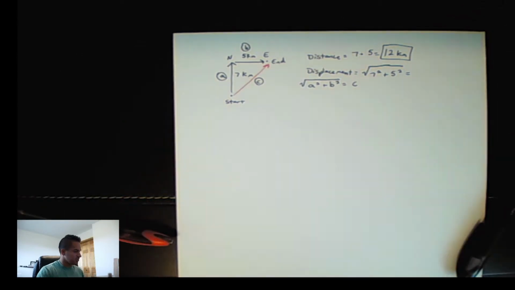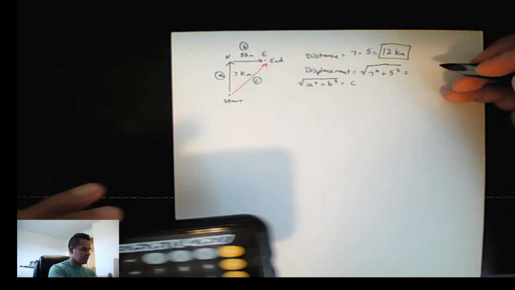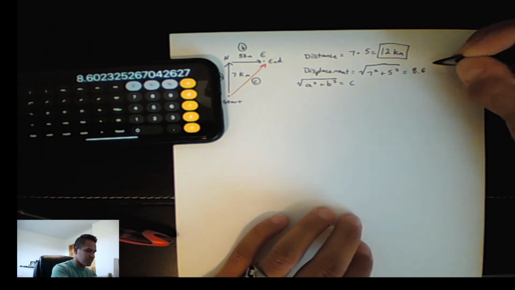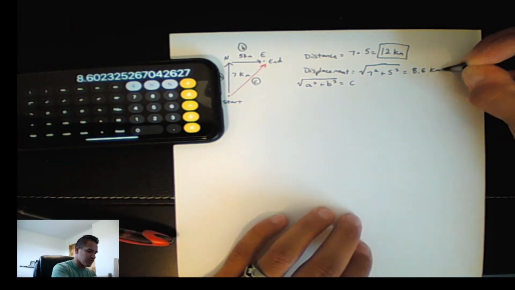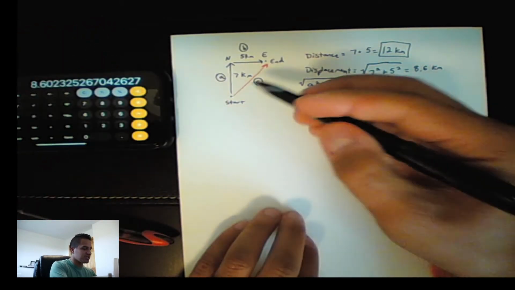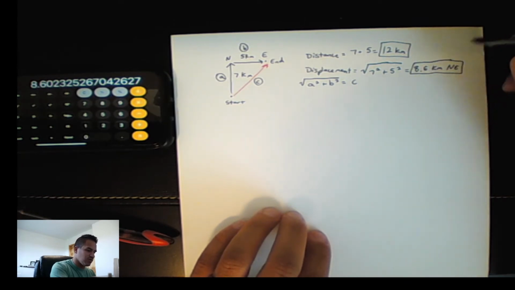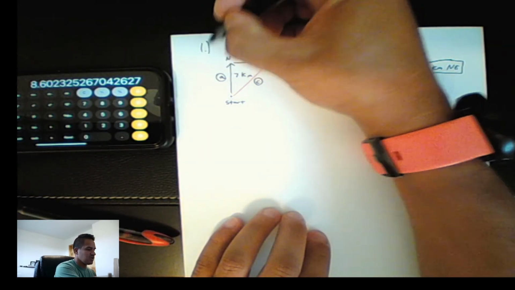equals. Okay, so I'm just going to do this on my cell phone. I could pull out a calculator, but a cell phone works just fine. So let's go 7 squared plus 5 squared, and then we will square root that. And we're just going to round to one place after the decimal. So I get 8.6 kilometers. And then we need to include direction, and in this case, he went northeast. Okay, so displacement is going to be 8.6 kilometers northeast. Okay, so that is number one.